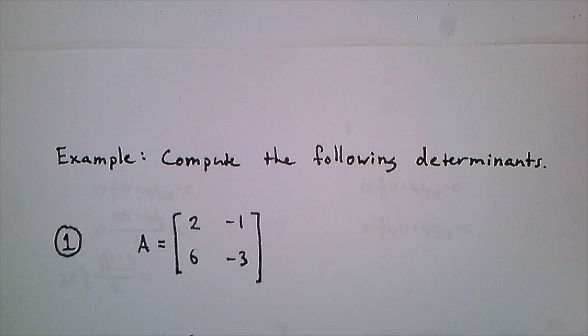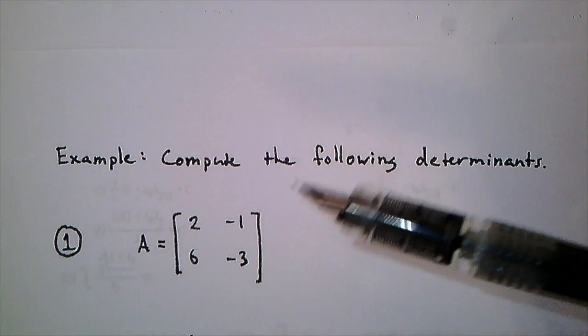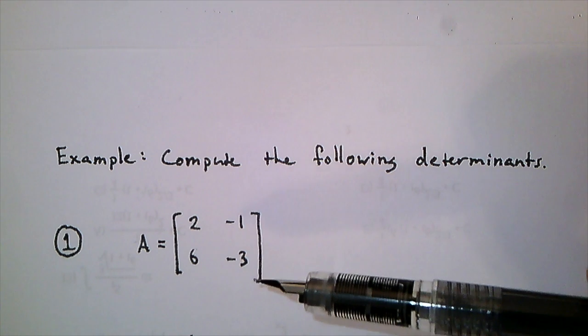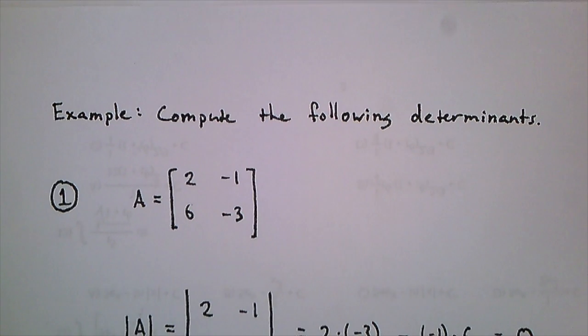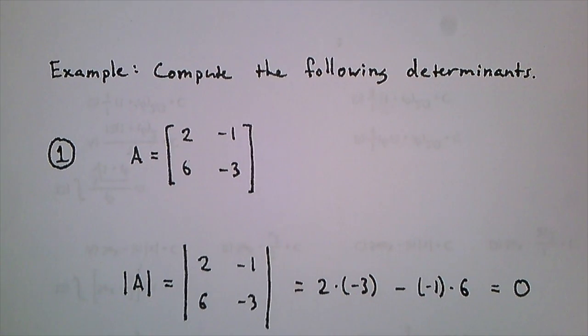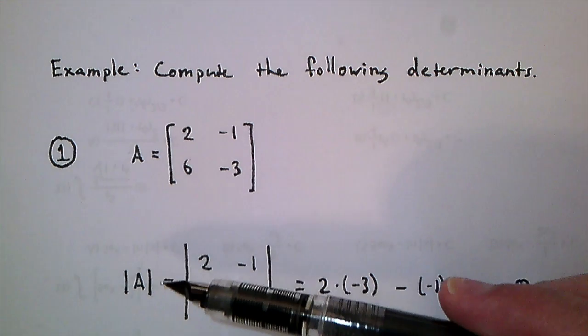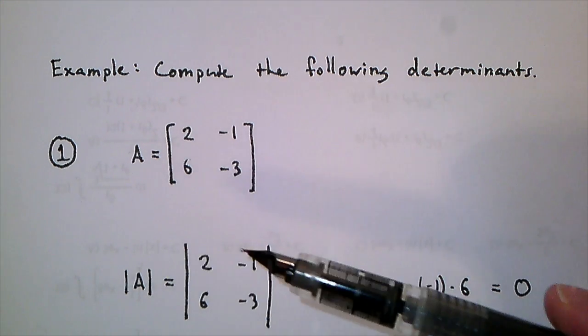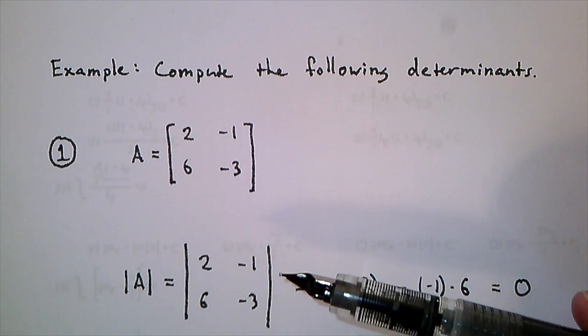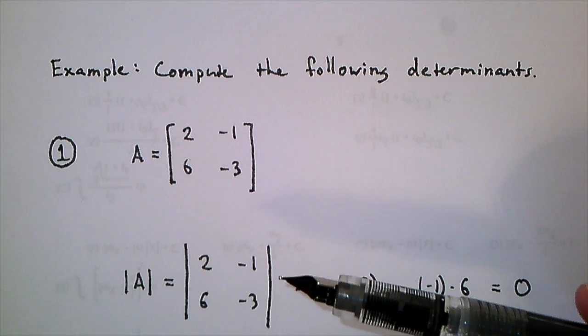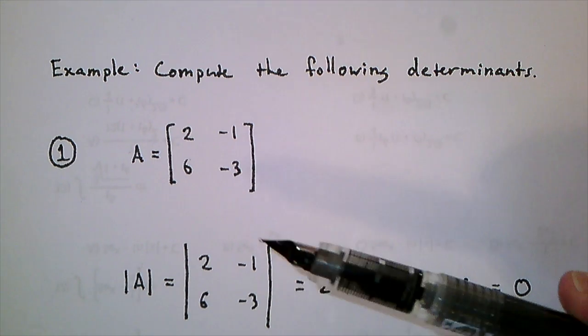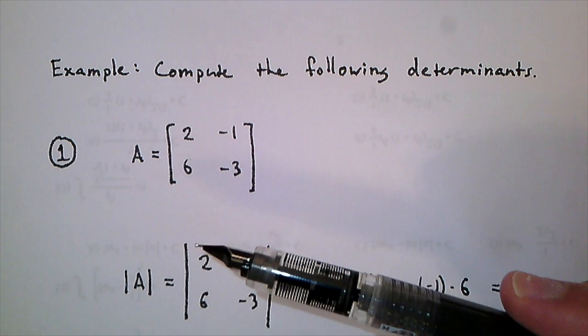Let's do a couple examples of 2 by 2 determinants before we move on to larger determinants. Here's my matrix A. It has 2, 6, and minus 3 on the columns. Next, we'll compute the determinant. I'm using the vertical bar notation, and this is another common notation. Instead of using the brackets like we normally do for a matrix, if I want to say I'm taking a determinant, I replace the brackets with vertical lines.